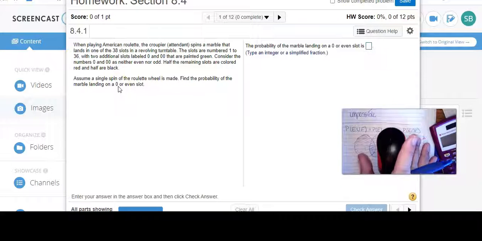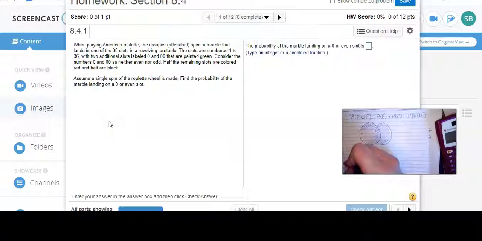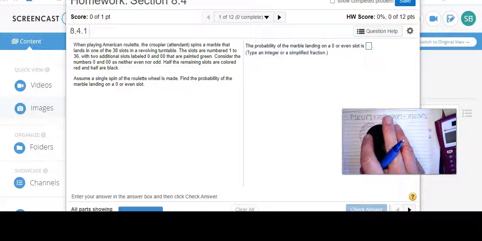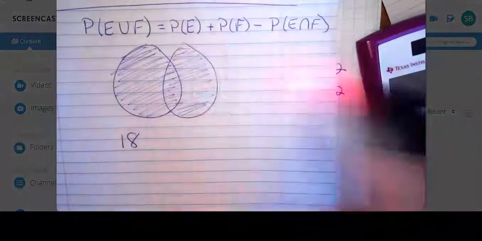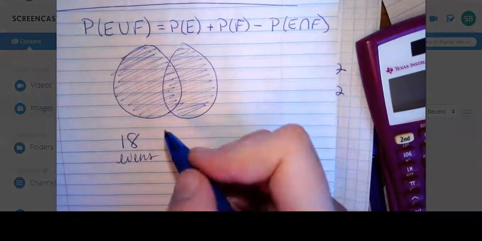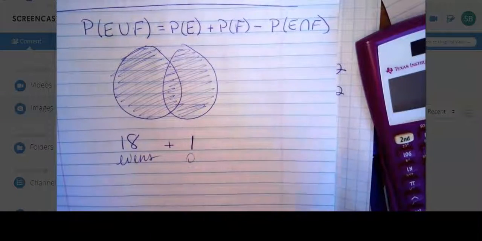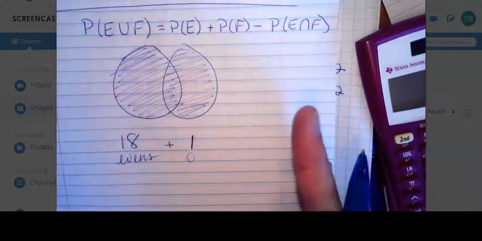So we don't have to use the formula because there's no overlap. 0 is not even. So what do we know? We know that from 1 to 36, half of them are even and half of them are odd, correct? Because 1 through 36, 18 of those are going to be even. Well, then what's the probability of, hang on, I'm trying to make this bigger. All right, what's the probability? So these are all the evens on the wheel. What's the probability of hitting the 0 on the wheel? There's one of those.